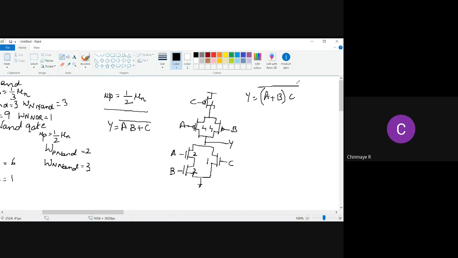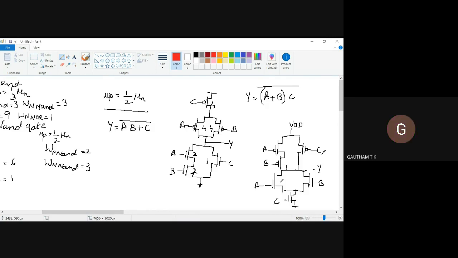Draw the circuit and then size the transistors. Gautam, are you there? Yes, ma'am. Can you tell me what are the sizes of A, B, and C of the NMOS? It will be 2, I think. 2. What about this? Same, 2. This? C is also 2.